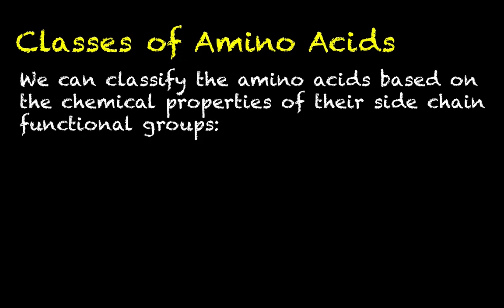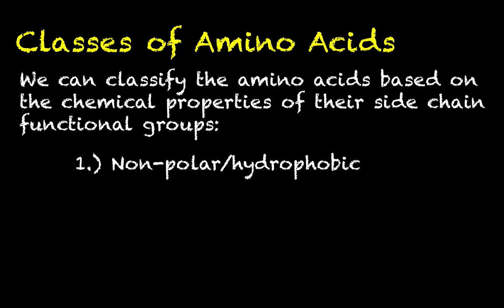Okay, so we mentioned that there are 20 different amino acids that we can use to build proteins in the cell. What we're going to do here is classify those 20 amino acids based on the chemical properties of their side chain functional groups. Classifying amino acids based on their side chains makes the most sense since the other three components of the amino acid are pretty much identical between all of the amino acids.